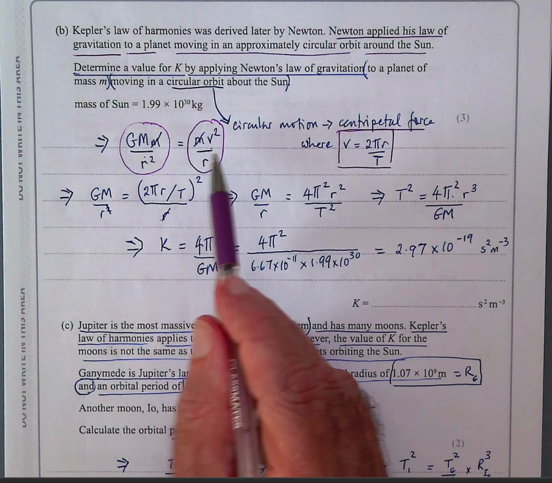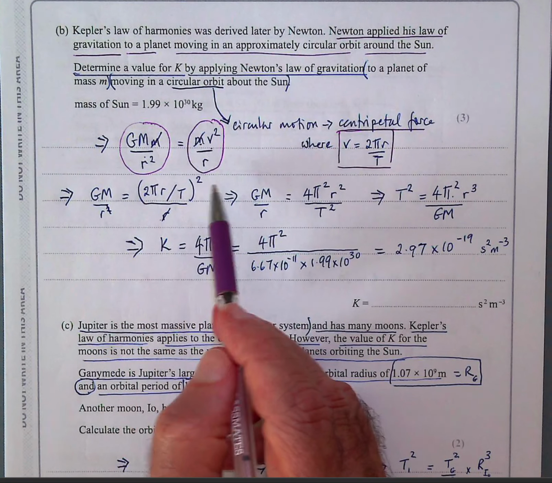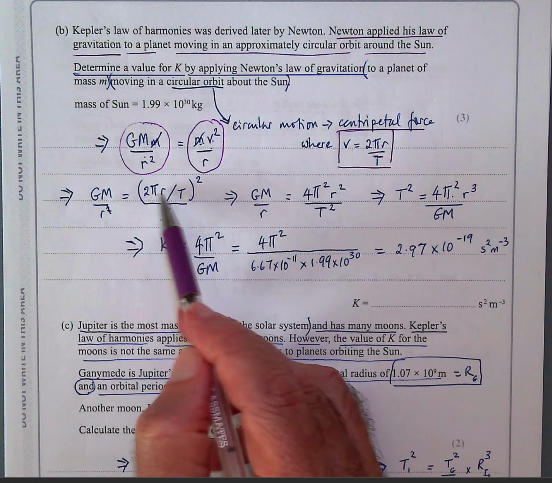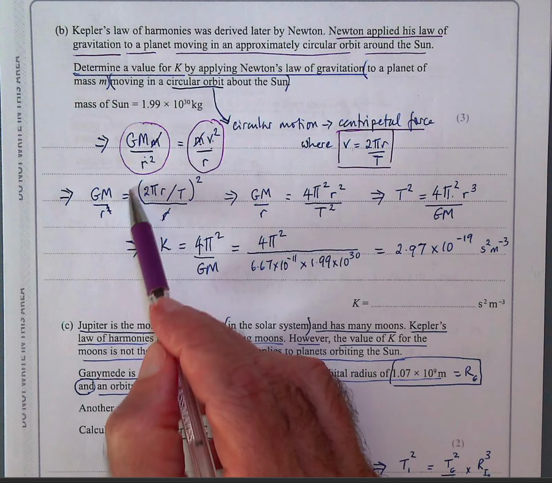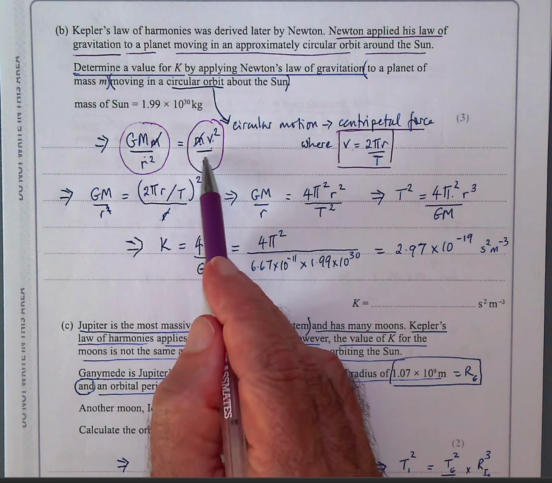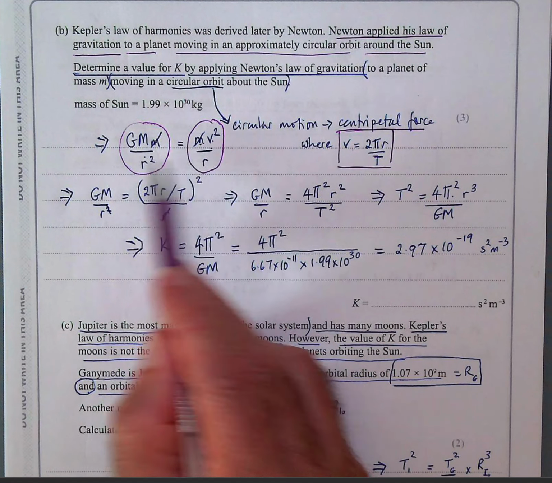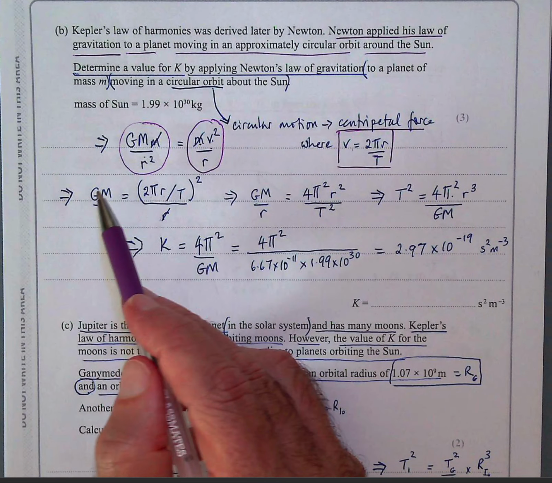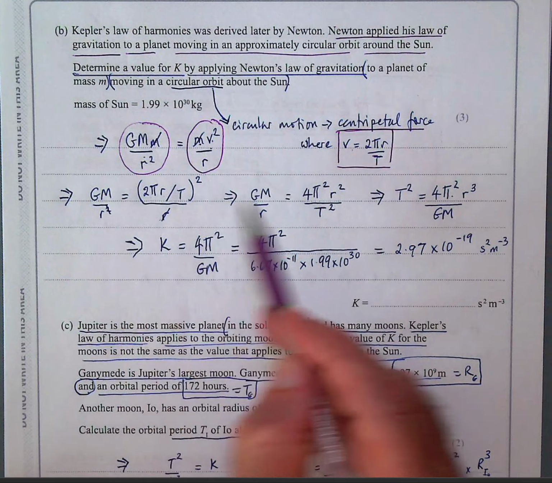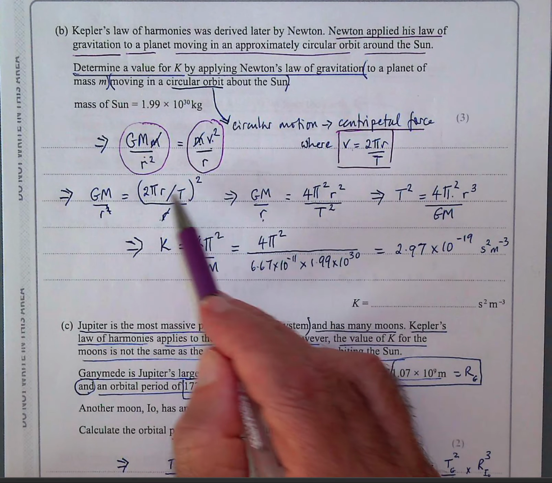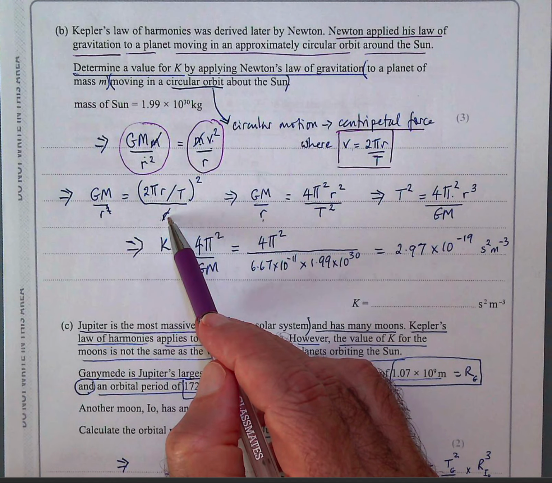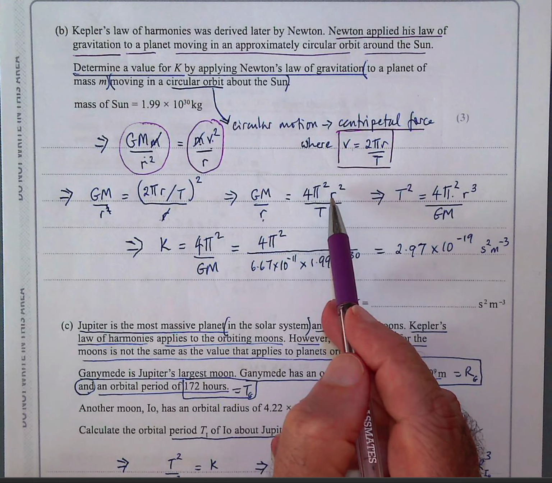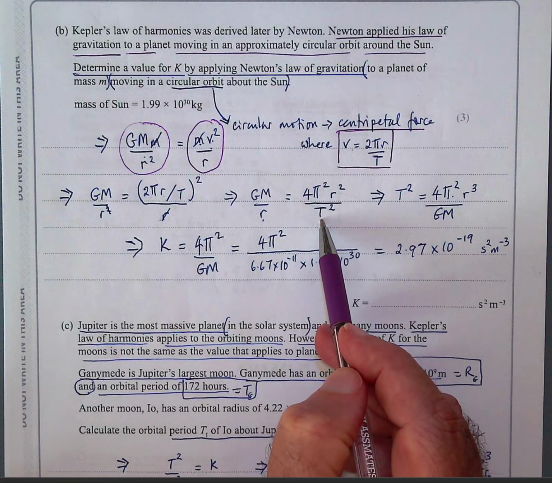So the m's have cancelled out. If you put in the value of v squared using this equation, it will be 2 pi r over T all squared. And on this side, one of the r's cancels from this side, and this r goes. So you can cancel the r's, and all you're left with is GM over r on this side. Then you can square the brackets out. There's nothing on the denominator now. So 2 pi r squared is 4 pi squared r squared, and the bottom becomes T squared.